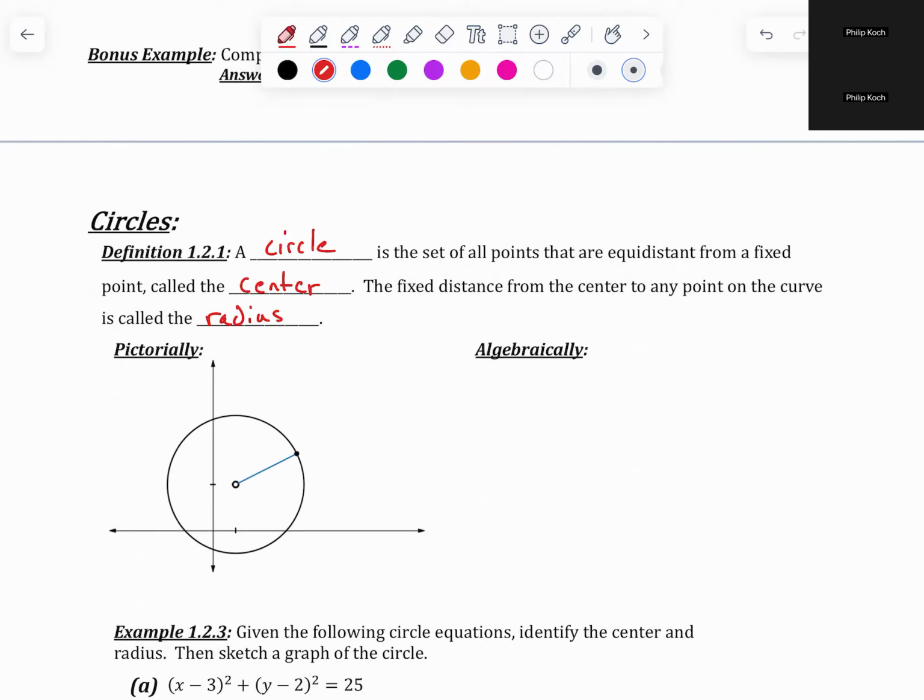So in picture format, I've got a circle, and you'll notice that I drew the center as an open circle, and that's important. The center of the circle is not actually part of the circle. The circle is all the points that are equidistant from that center, but the center itself is not actually part of the circle. It's just there for reference. So the center is right there. Oh, it's blue. That's the center. This is the radius r.